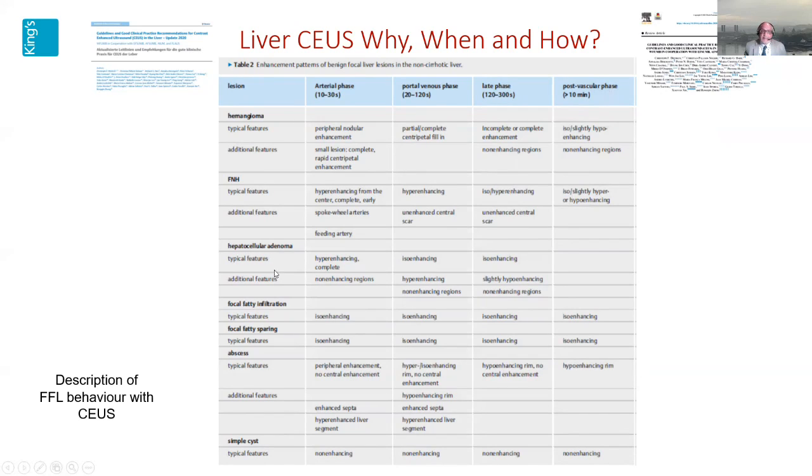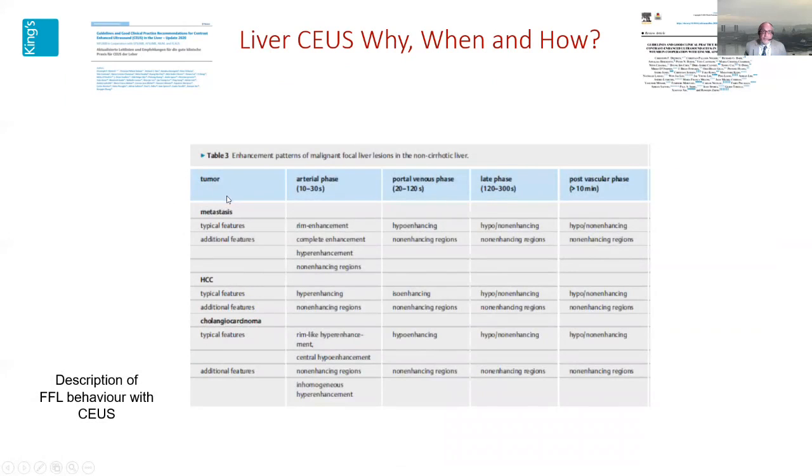Hepatocellular adenomas have their own nuances in that they don't always remain bright at the end, and sometimes some slight hyper-enhancing is noted. And the differences between focal fatty infiltration and sparing, abscess formation, and simple cyst all have characteristic features. The malignant tumors are different, and this is all based on the patterns of enhancement in the non-cirrhotic liver.